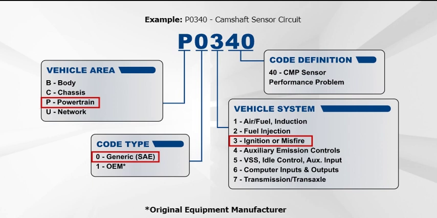The code for air and fuel induction, 100 through 199. For fuel injection, 200 through 296. Ignition or misfire, 300 through 389. Auxiliary emission controls, 400 through 474. Vehicle speed, idle controls, auxiliary input are 500 through 573. Computer inputs and outputs are 600 through 606. And transmission transaxle are 700 through 790.